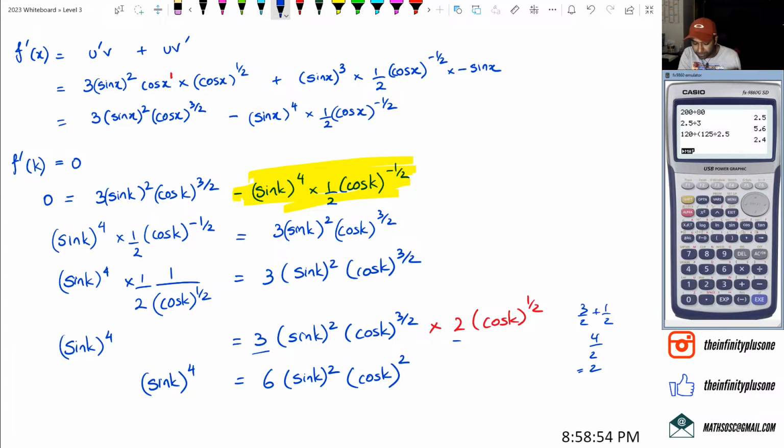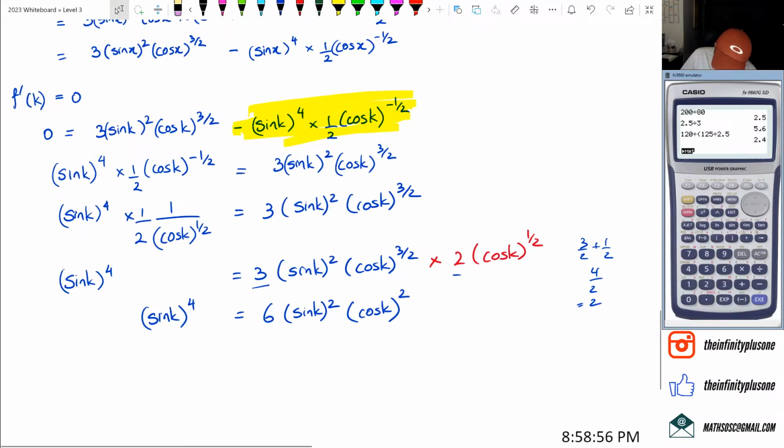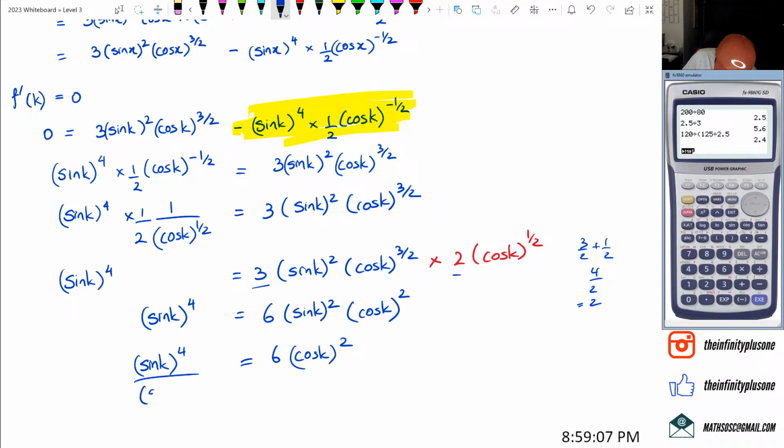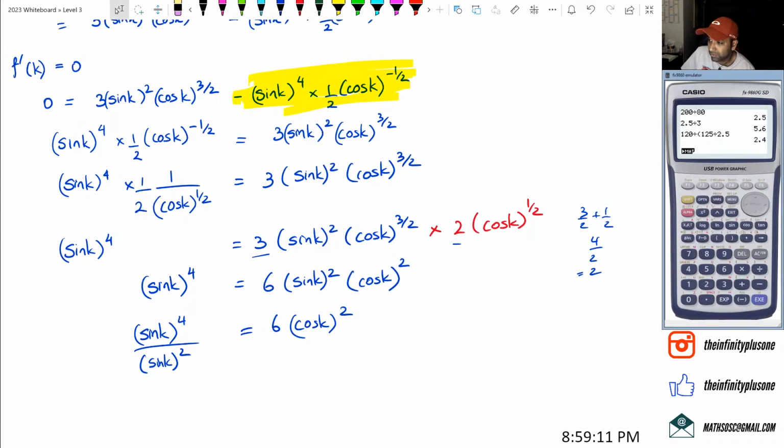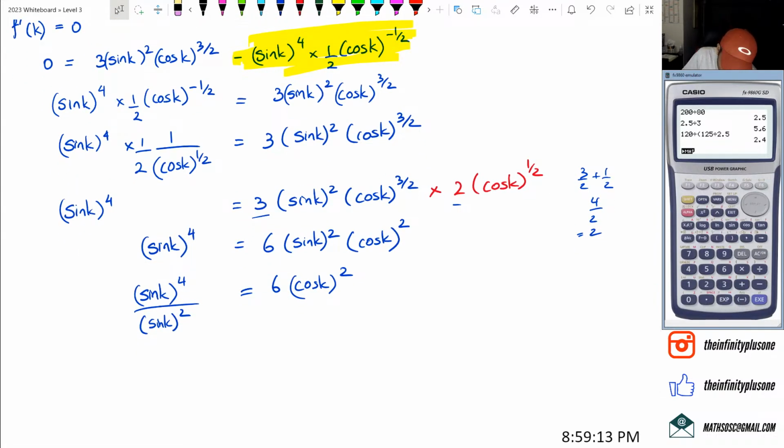So I'm adding the powers there. Now what I'm going to do is 6 is equal to sine k to the power of 4. Now I'm going to leave cos k squared there for now. And I'm going to bring in sine k squared here. Now, I've got 4 sine k's at the top, 2 sine k's at the bottom. I can cancel it out, which means I get sine k squared is equal to 6 cos k squared.